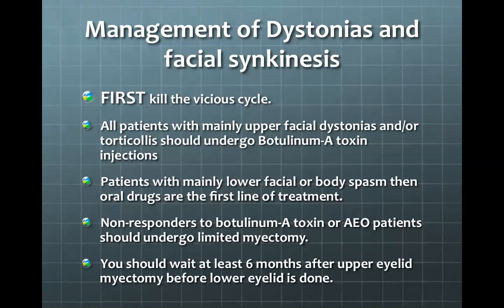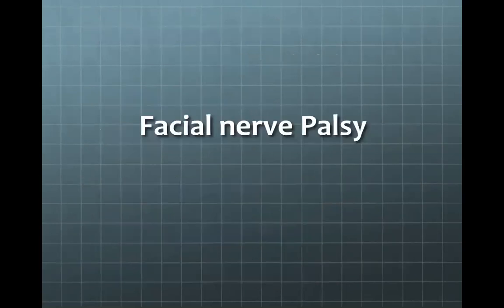If you find yourself needing a lower eyelid orbicularis myectomy also, you should wait at least 6 months, because some patients after the first limited myectomy might convert and become responders to Botox. So wait 6 months, try Botox again. If not, go for lower lid myectomy. So we finished the dystonias.